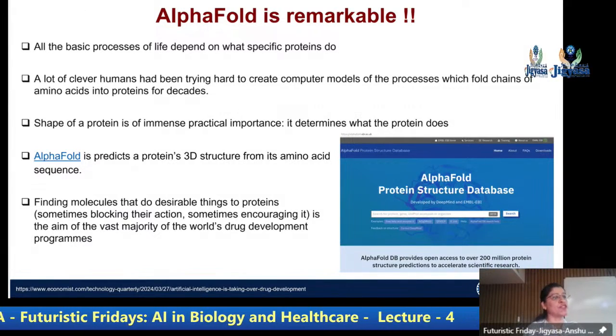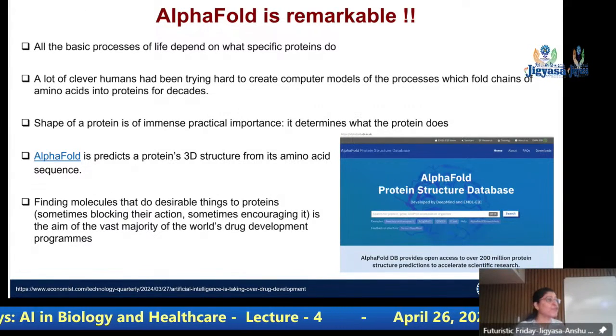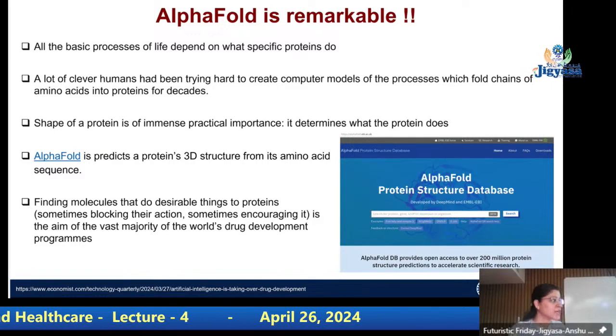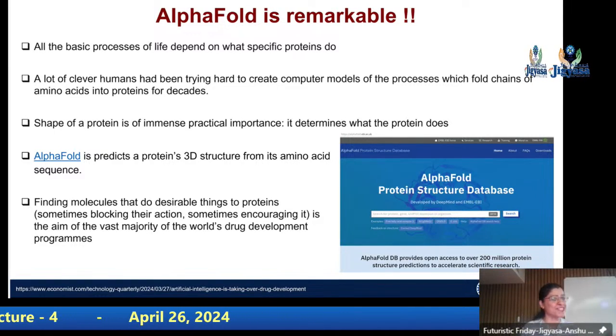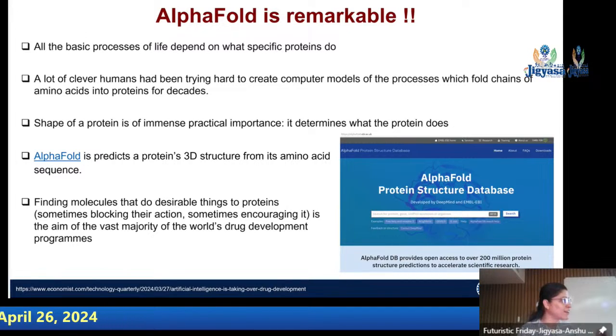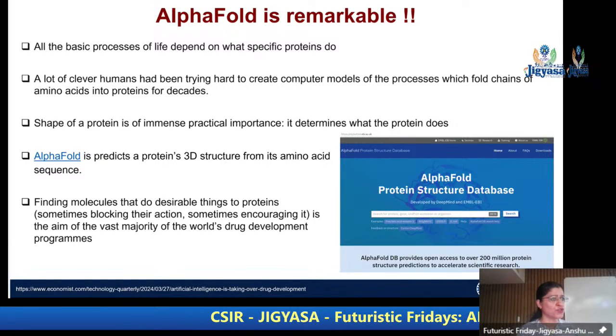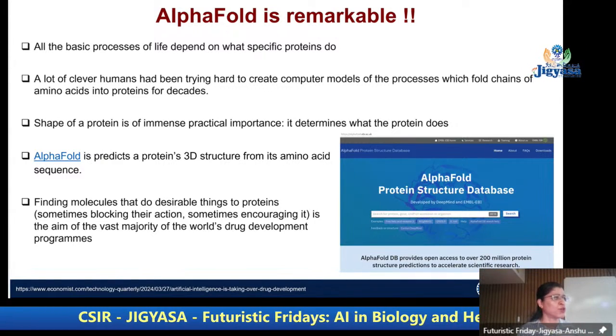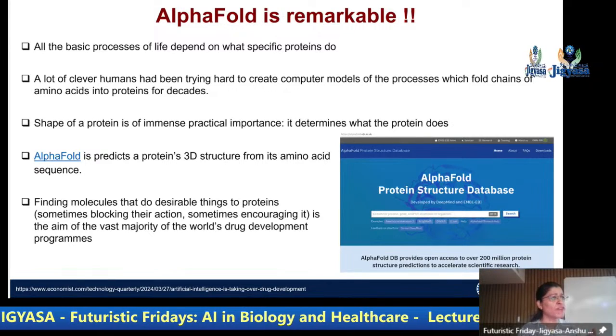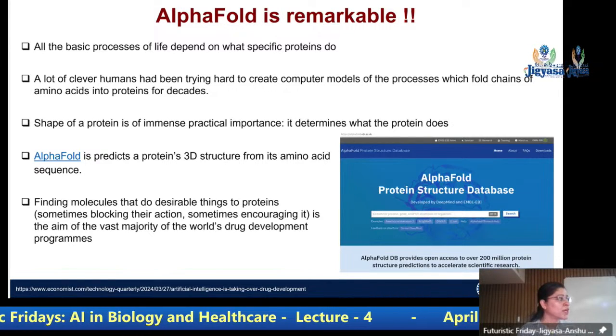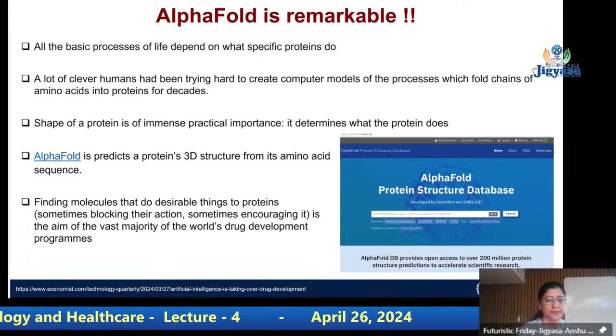So I'll not go into details of this, but not referring to AlphaFold in a drug discovery talk would not be ideal, because this actually is changing the way we understand protein biology so much so that pretty much everybody in the world is actually using this resource, and it's a remarkable discovery, to be honest. It is solving one of the most difficult problems in biology.